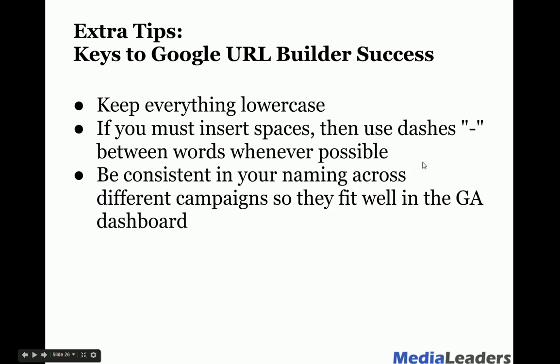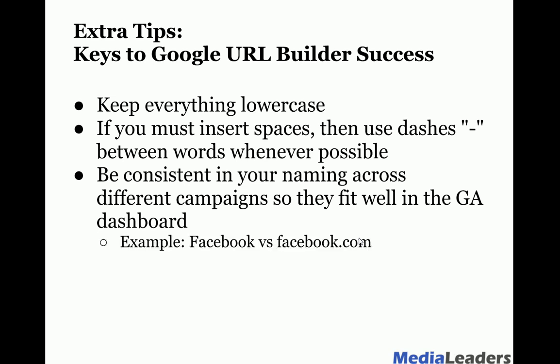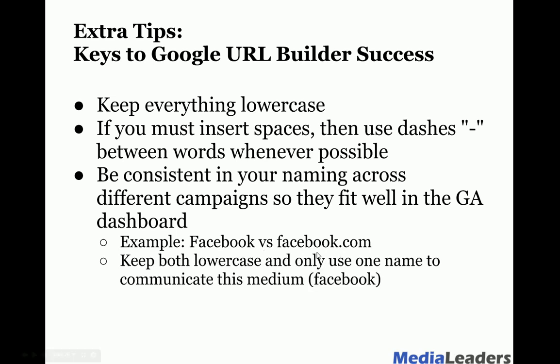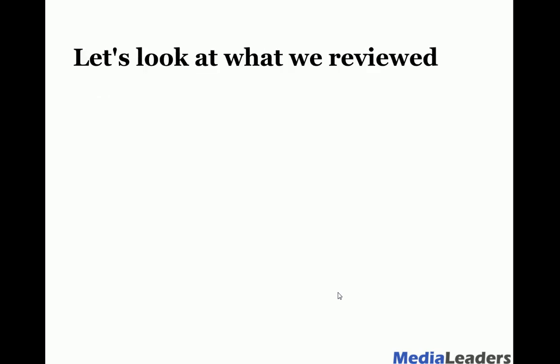Use dashes. Next, be consistent in your naming across different campaigns so they'll fit well in the Google Analytics dashboard. For example, notice how this is an uppercase Facebook versus a lowercase Facebook.com. Just put lowercase Facebook and keep that consistent across everything. And next, keep both lowercase and only use one name to communicate this medium. So don't do Facebook.com or FB or this or that. Just use the word Facebook, and you'll thank me in the long run, because it'll be consistent and your data over the course of the next year will be easy to read.